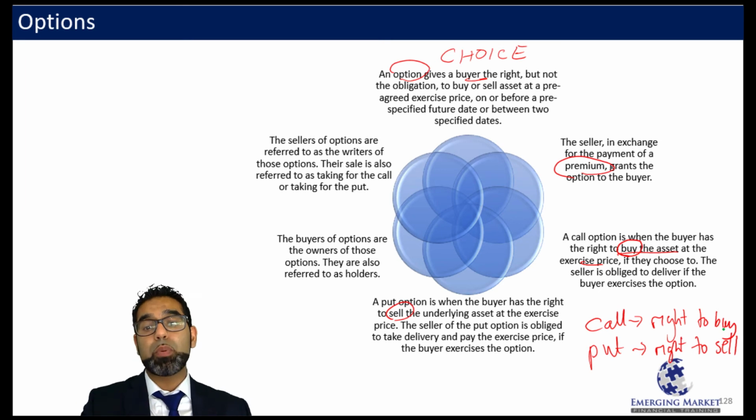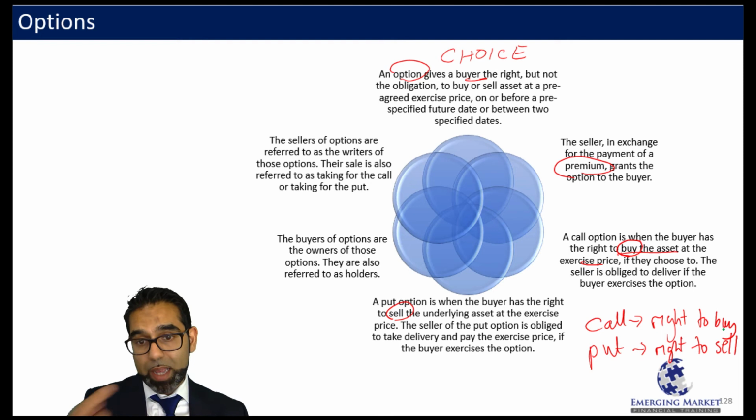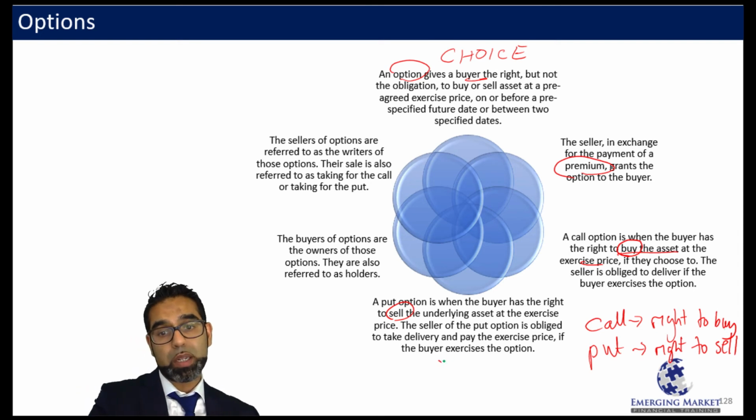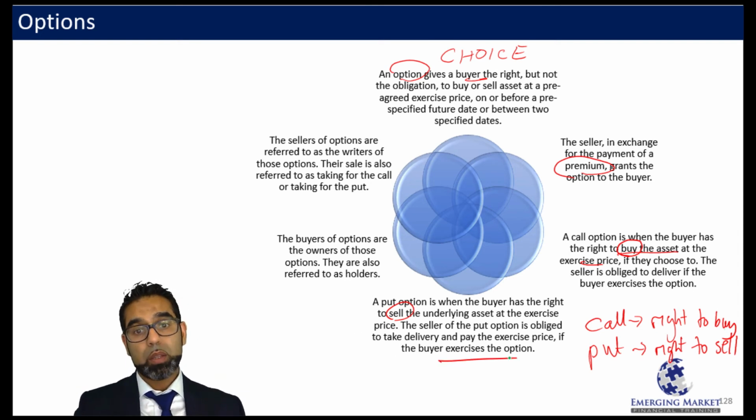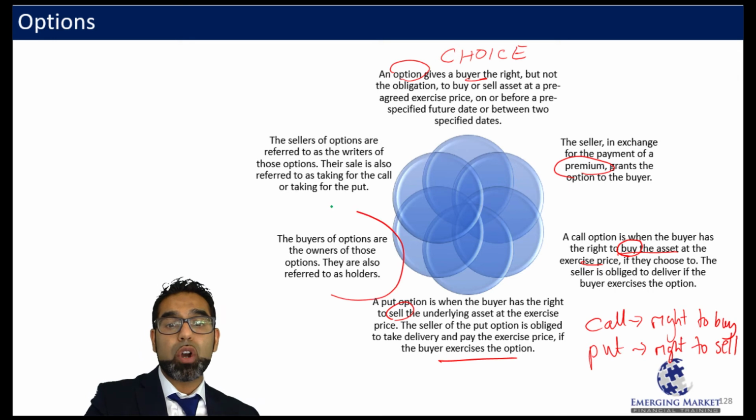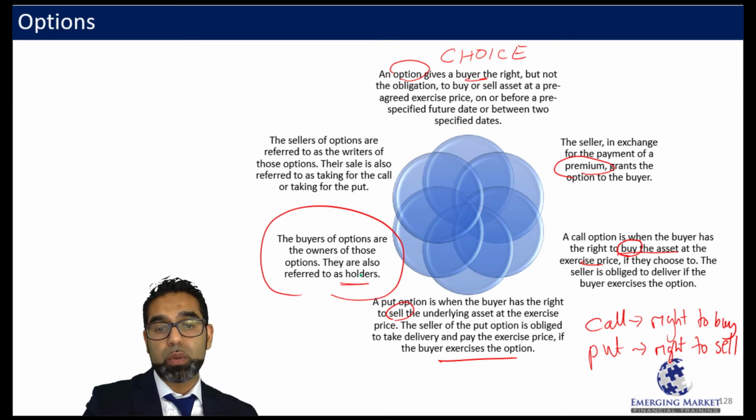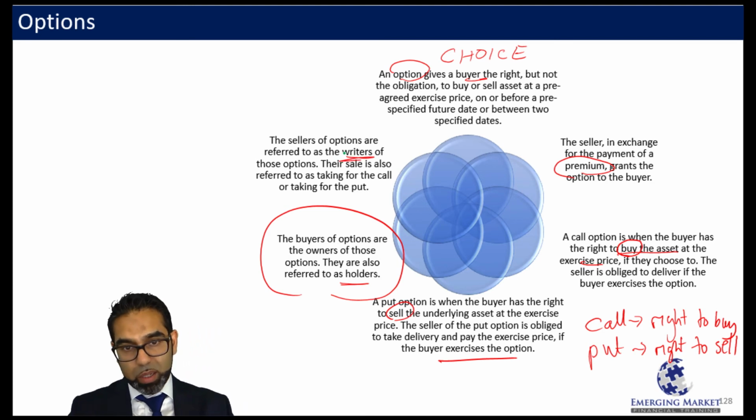The seller of the put option is obliged. Similar. The buyer has the choice. The seller has to go through with it if the buyer decides to exercise. The buyers of the options are the owners of the options. They're also referred to as the holders of the options, whereas the sellers are referred to as the writers. They sort of write the contract.